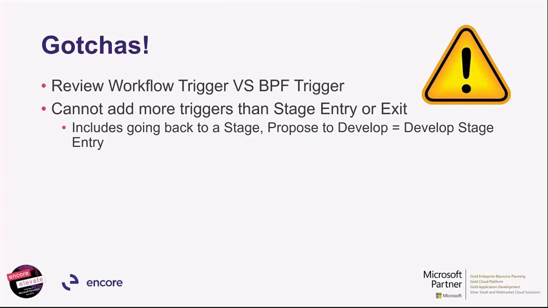And so when you create your workflow, it might be counterintuitive to set up a trigger for the workflow and a trigger for the business process flow. However, just keep in mind that when you create the workflow to do whatever action that you would like it to do, the trigger will be at 2 points. So you only have to worry about the stage entry or stage exit to trigger that workflow.